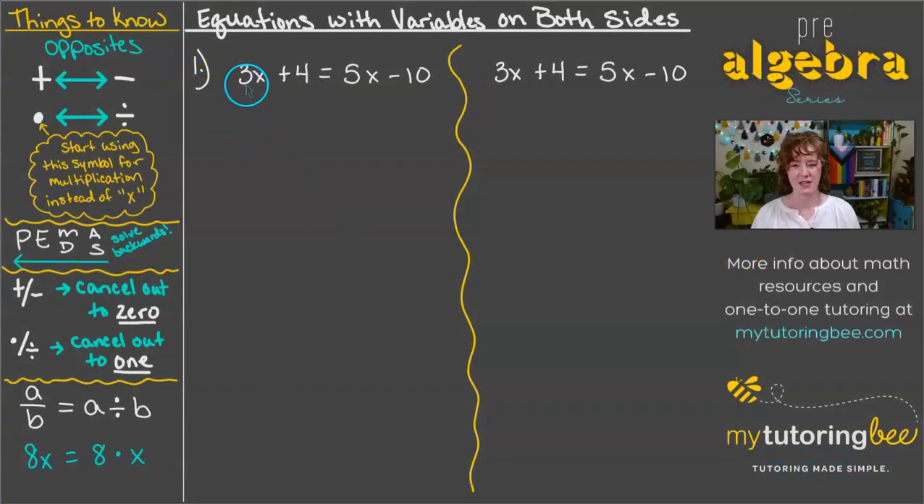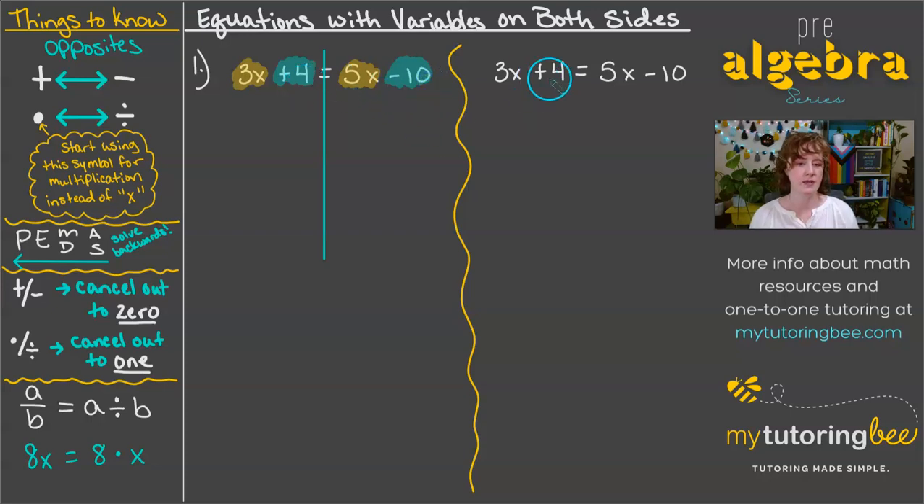So in this first example, we have 3x plus 4 equals 5x minus 10. Well, when we divide this equation in half, I'm going to go ahead and drop a line down through my equal sign. I can see that I have an x term on both sides of my equation, as well as a constant term on both sides of my equation.